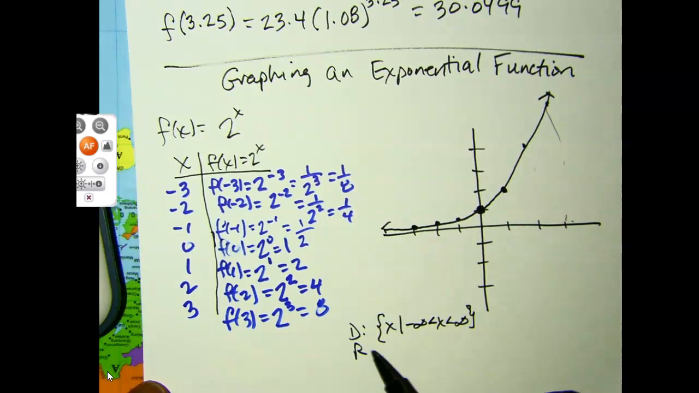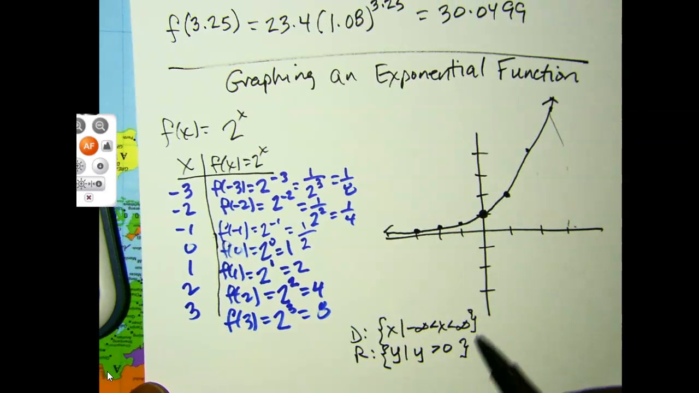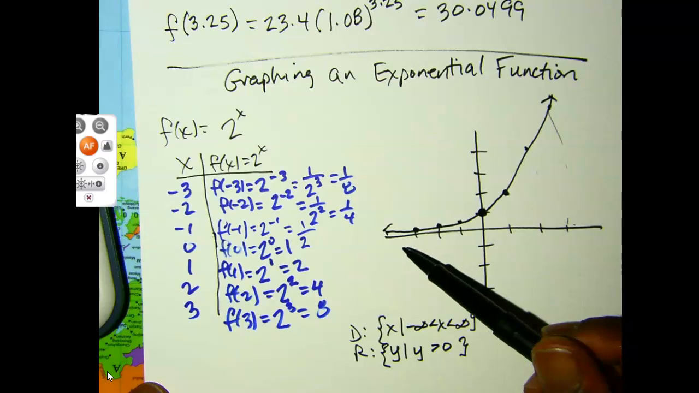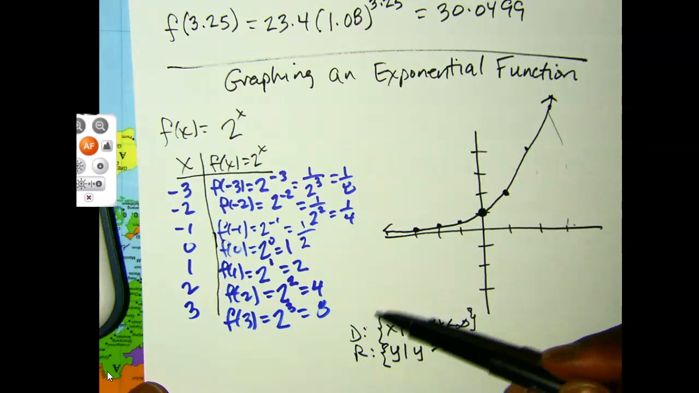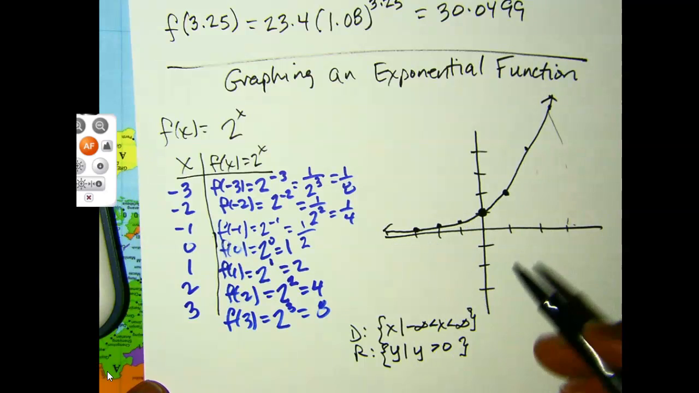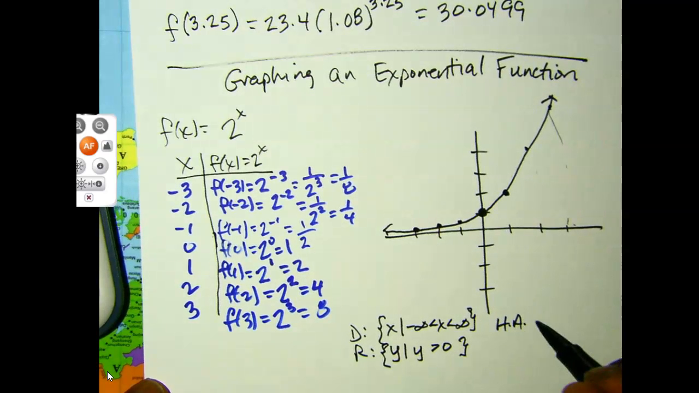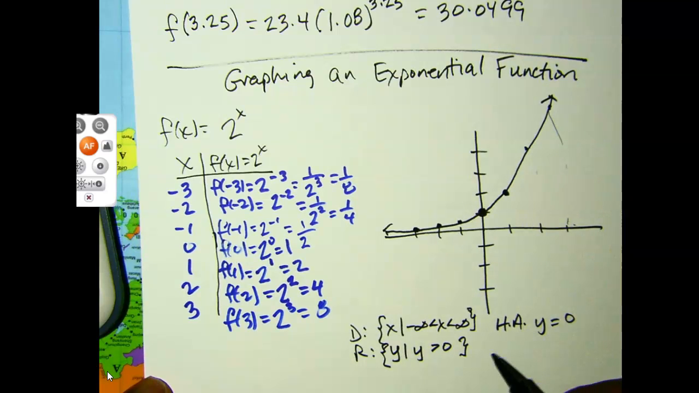Our range are all values of y such that y is greater than 0. So this function will never be negative because 2 to the -100th will be 1/2 to the 100th. So that's still a positive value, but it's getting closer and closer to 0. So you do have a horizontal asymptote of y equals 0, or the x-axis. There's no vertical asymptote.